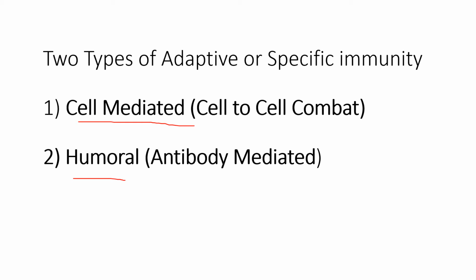Not that T cells don't have a function in both, they do, but for the most part, the T killer cells are the ones that are going to go after, combat, and attack a cell. The humoral or antibody-mediated, is B cells that are going to eventually turn into plasma cells and manufacture and produce many antibodies.